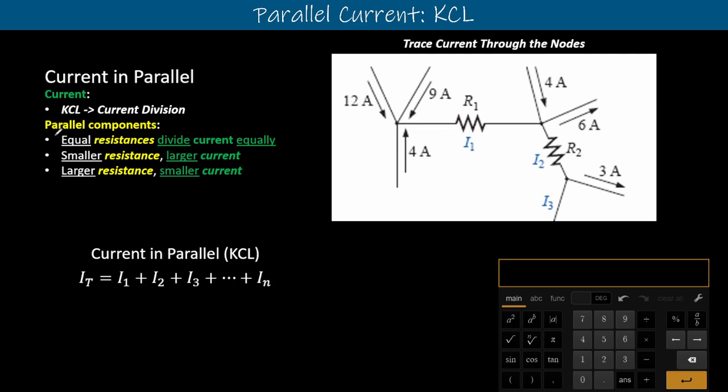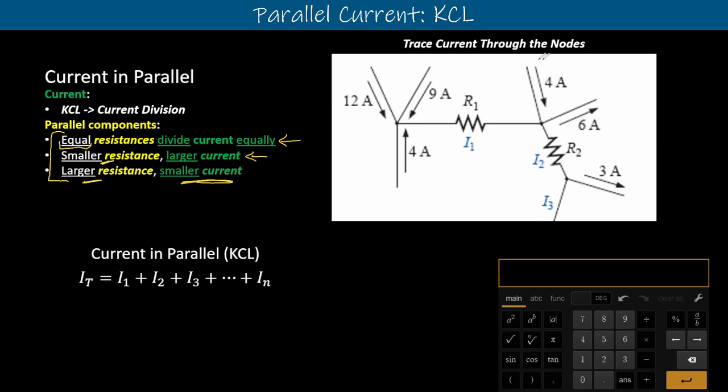So I've written out a couple of them over here that identify what's going to happen based off of our resistance. If the branch resistances are equal to each other, then the current will divide equally. But if the branch has a smaller resistance, then we expect a larger current flow through it. And if we have a larger resistance, we expect a smaller current flow through it. So we can use that to identify how our circuit is going to process this.